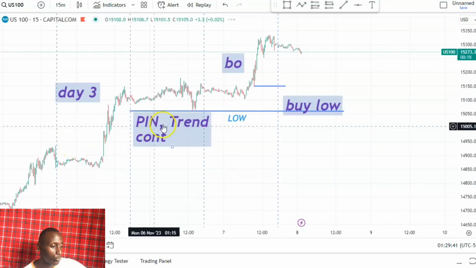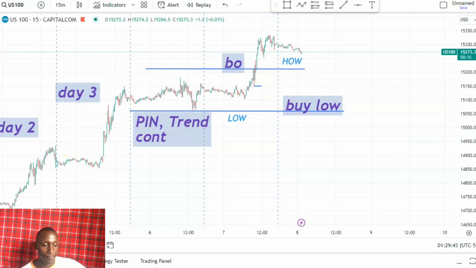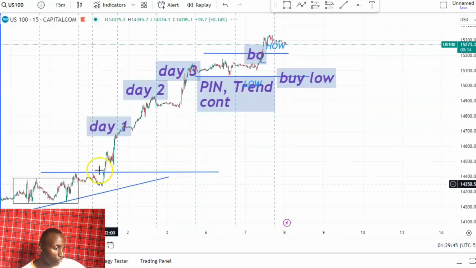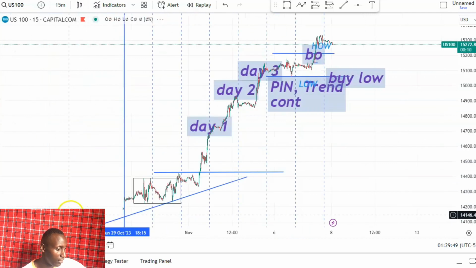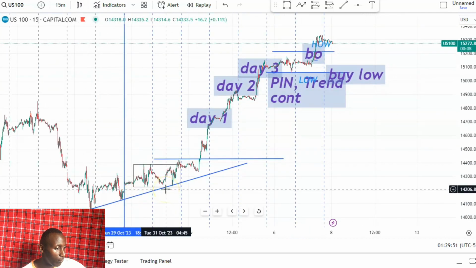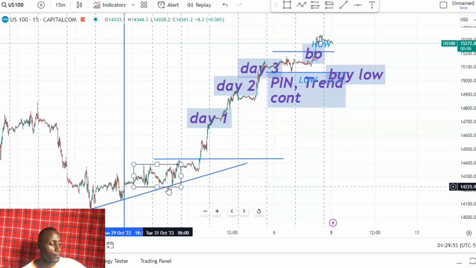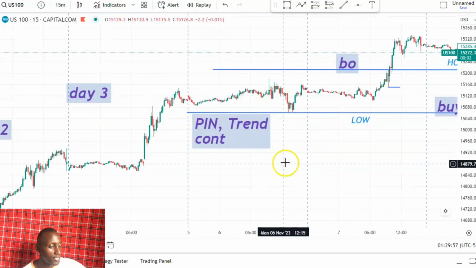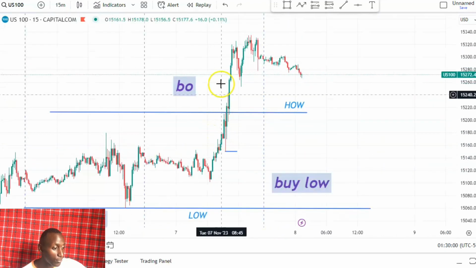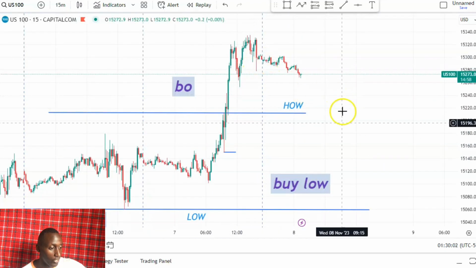Lastly, looking at US 100, it's the same as US 30. So we have day 1, day 2, day 3. Last week we had a big trend. I think from Tuesday up to yesterday we were still buying, and price has broken out and closed outside of the range.